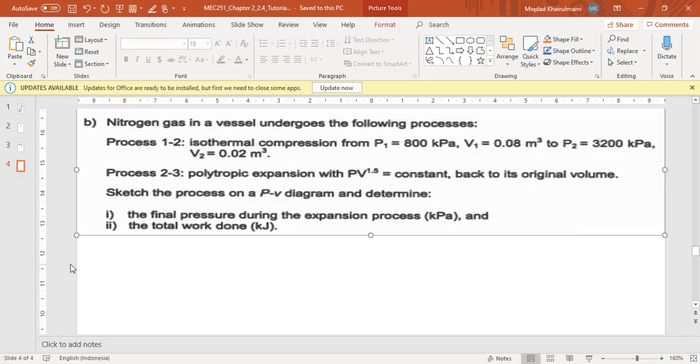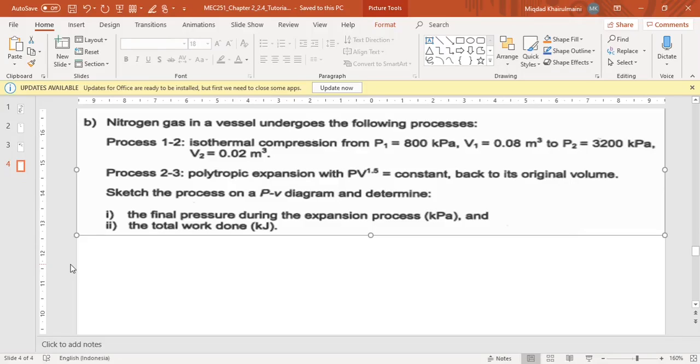So when we read the question, we know that the substance is a gas, nitrogen gas, in a vessel, which undergoes the following processes. So we have two processes here. The first process is an isothermal compression process. We are given the values for pressure and volume at state 1, and also the pressure and volume at state 2. Then we have the second process, the polytropic expansion.